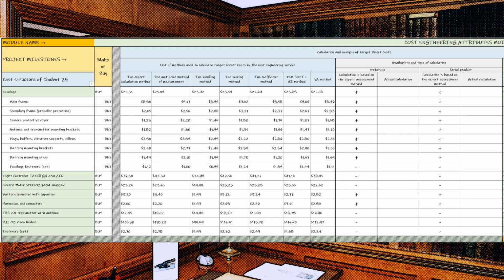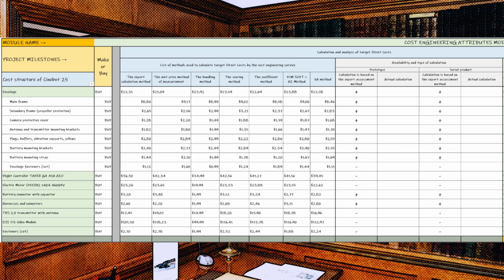Let's look at the listed sub-blocks and their content in more detail. The list of methods used to calculate target direct cost by the cost engineering service sub-block contains a list of methods that can be used by the cost engineering division to generate target direct cost depending on the project milestone and the corresponding amount of initial data, including data from suppliers and production sites.